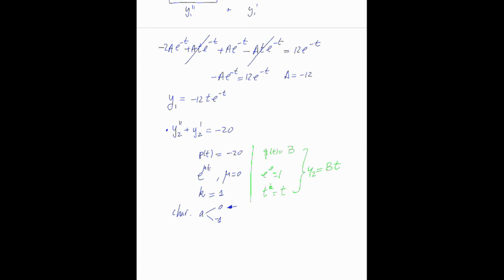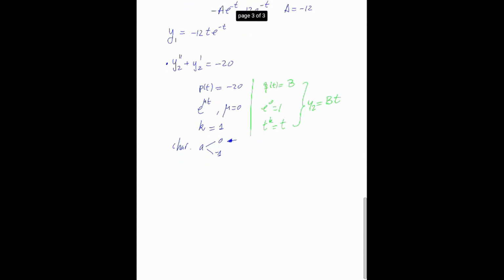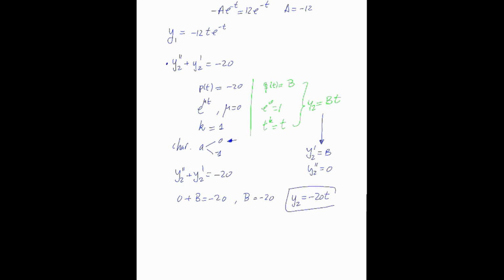And our second solution should be bt. Now we try to compute this constant b. In class I call it a, but here it doesn't matter, it's b. So it's y double prime plus y prime equals minus 20. From here you have y prime is equal to b, and y double prime is equal to 0. So 0 plus b equals minus 20. B is obviously minus 20, and my second solution here is minus 20t. Don't forget the t, because you can look at it, here is the t.